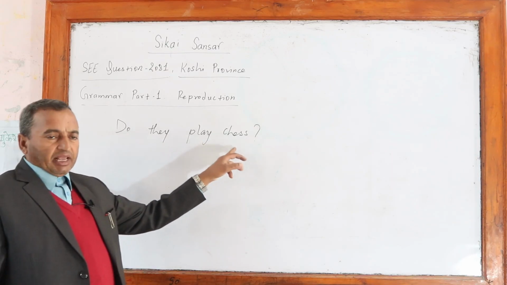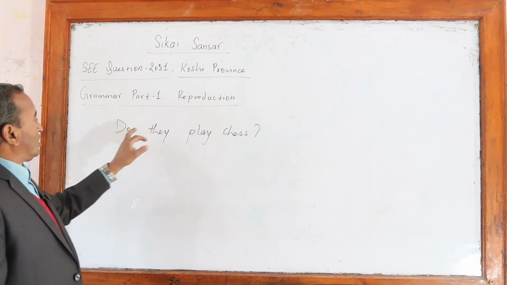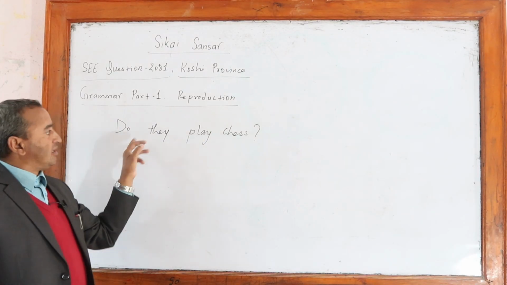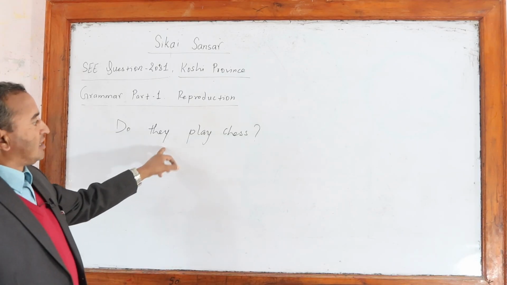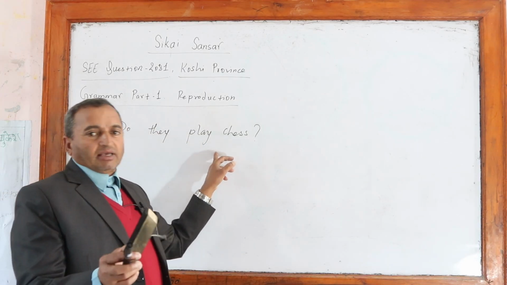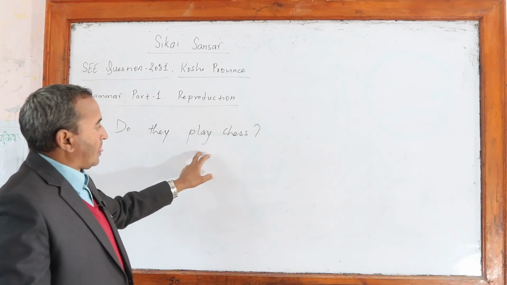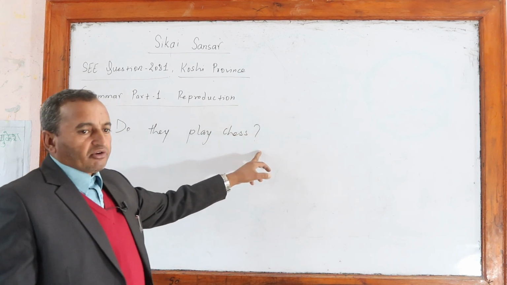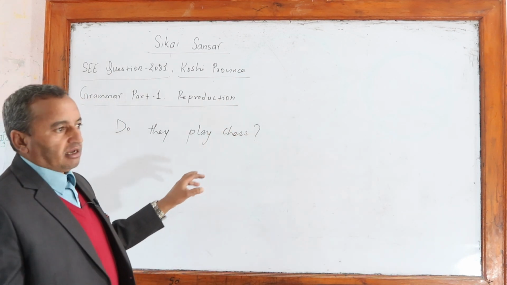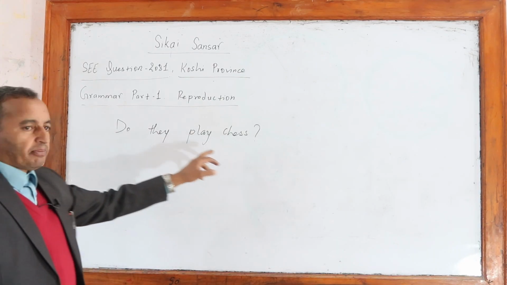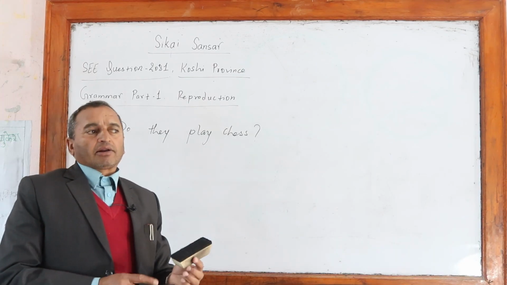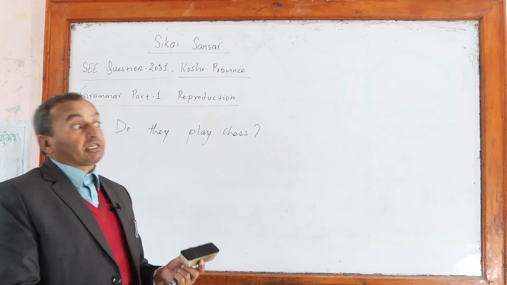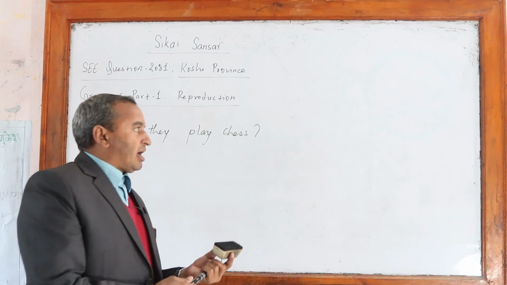Do they play chess? Look, do is the helping verb, they is the subject, play is the verb in the B1 form, present form, and chess is the object, and the question mark is there. So now here it is the yes no question. Do they play chess? Now we have to change it into a statement.